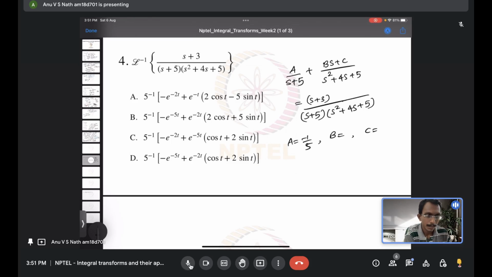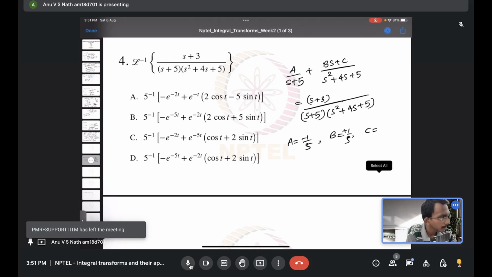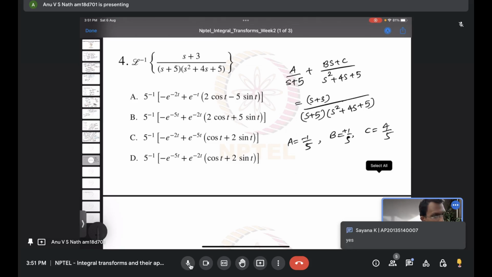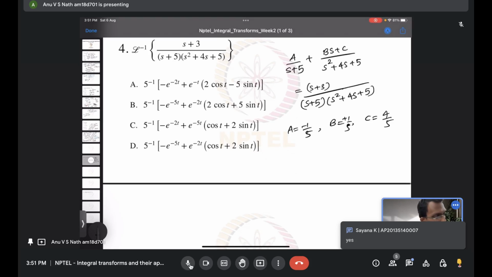So I guess the partial fraction part is obvious, so I'm just skipping that. I'll just write the values of A, B, and C, then just the inverse Laplace transform. So the values of A, B, and C: A is minus 1 by 5, B is plus 1 by 5. Correct me if I'm wrong, I think this is the value. Then C is 4 by 5. Is it correct? Okay. So then we'll continue with this.